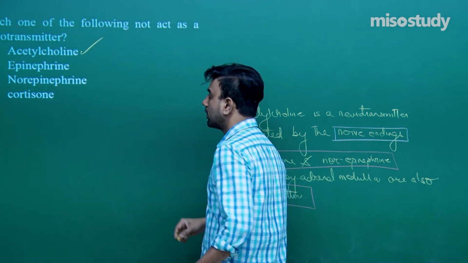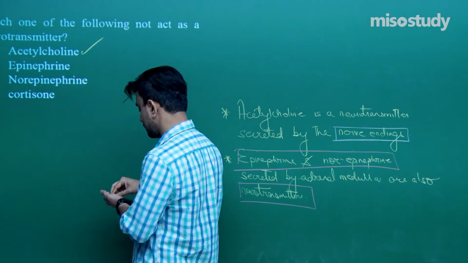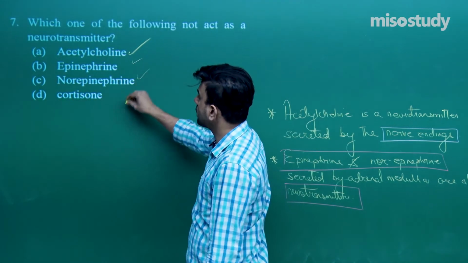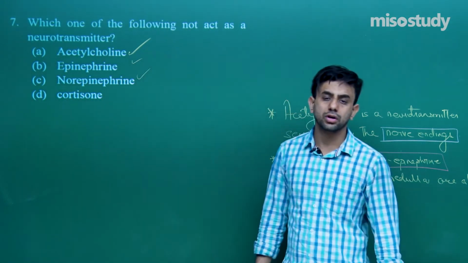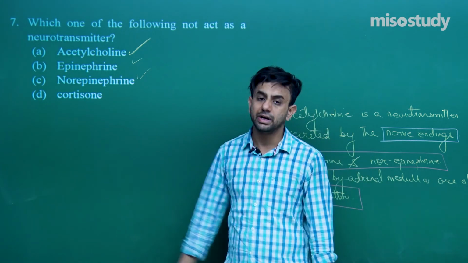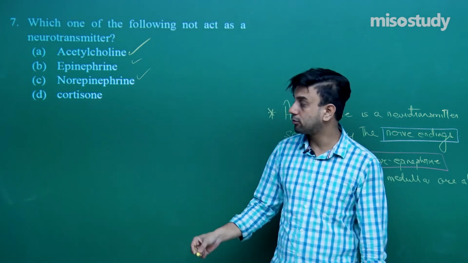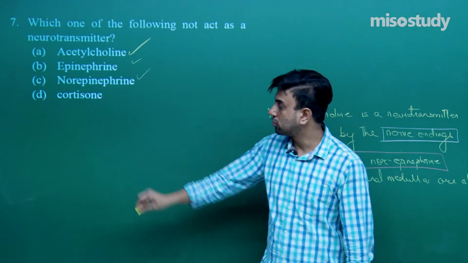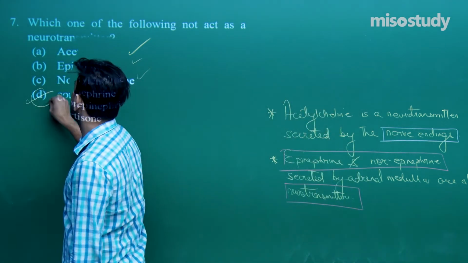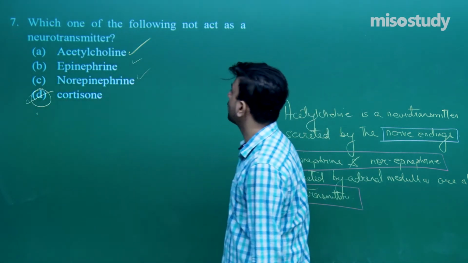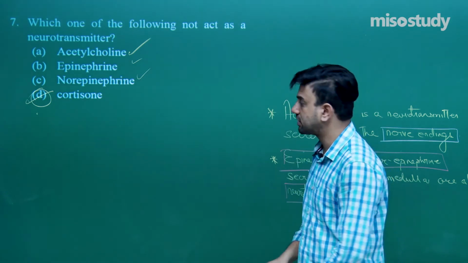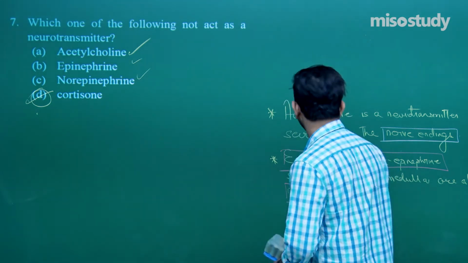Right? However, cortisone is actually not a neurotransmitter. Cortisone is itself an inactive form which is released from the cortisol. So hence this will be the answer for this question, which one of the following does not act as a neurotransmitter, right.